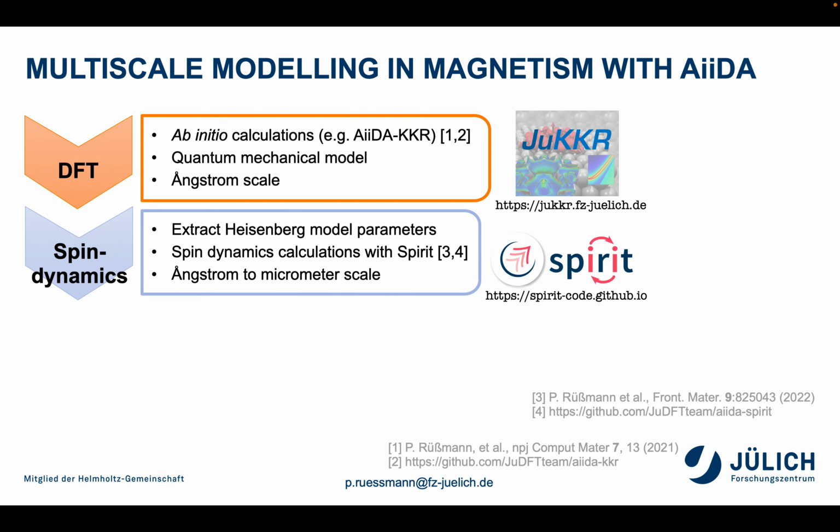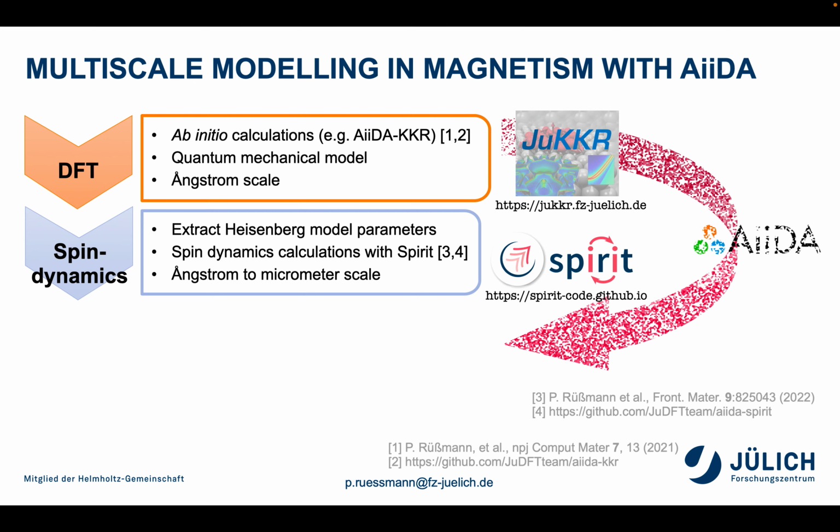We can then extract model parameters that map onto a Heisenberg model, and this is a classical model which allows to cover much larger unit cells and systems that contain millions of spins, and then study the dynamics of these spins and the emergent phenomena that appear here. For this, we will use the Spirit code that is also developed in Jülich.